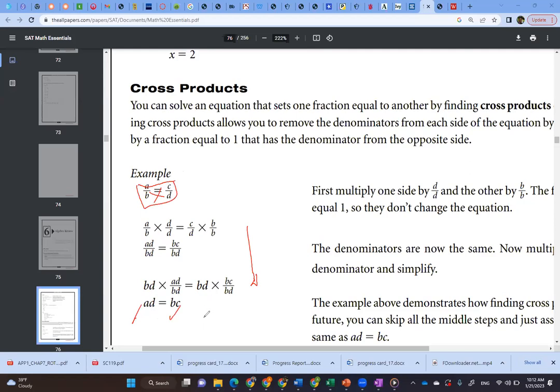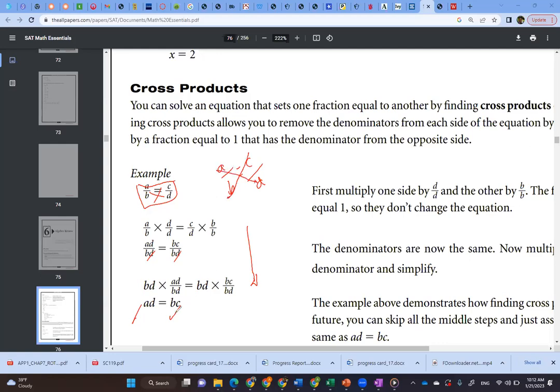If you need to understand how we get this, this is the rubric. First, multiply one side by D over D, and the other side by B over B. D over D is 1, B over B is 1. So you're going to have this, cancel out BD with BD, and you get the final answer. So it is easy from the beginning to multiply this one by this one.